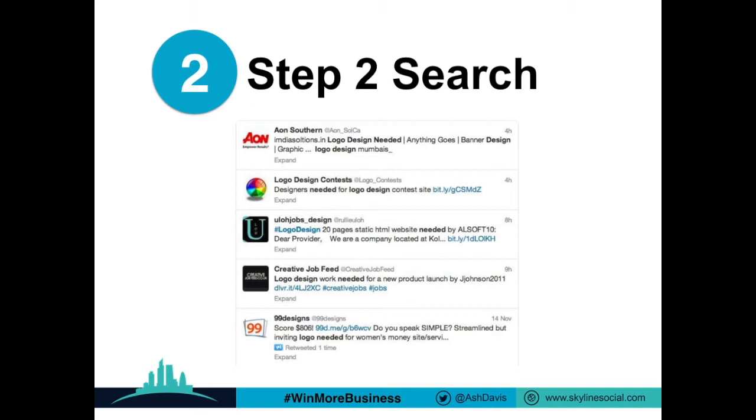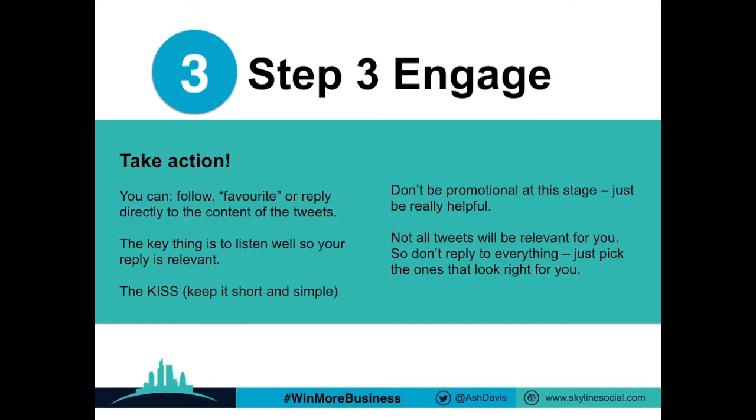Once you find this list of people that are talking about things you can actually get involved in, you can use different tools such as Hootsuite to make this process easier, but I'm just telling you the principles that you can use. Once you find people that you think you can engage with, all you then do is take action and actually engage with them. As we mentioned briefly earlier, to engage with them it can simply be following them, favoriting one of their tweets, or replying directly to the content of their tweets.